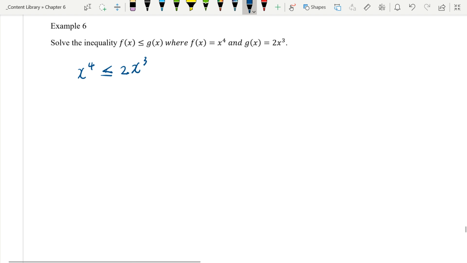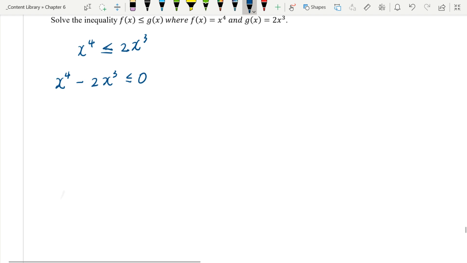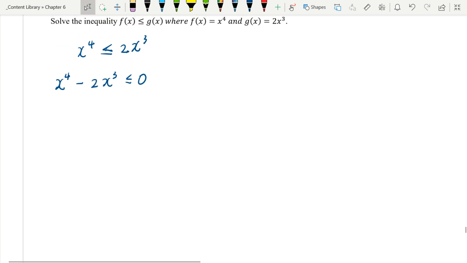So, what we want to do is solve this inequality. But as I said, to solve an inequality, I need one side to be 0 first. So it's x to the power 4 minus 2x to the power 3 less than or equal to 0. What do I need to do next? Factorize. So what's the factor? x cubed. Good. This one's easy to factorize because you have the highest common factor as x cubed.